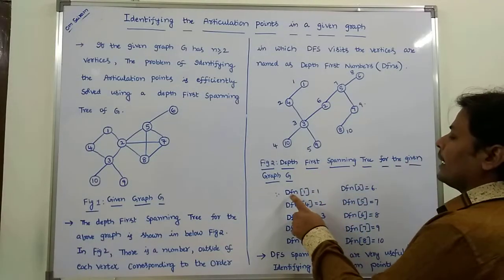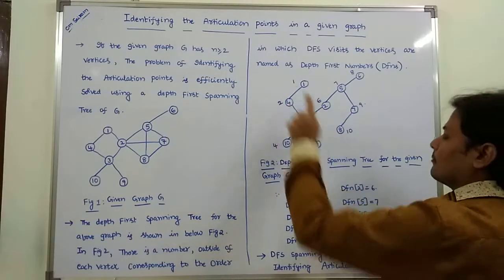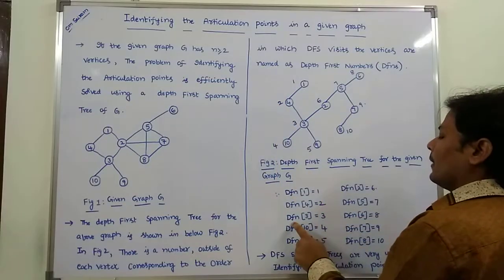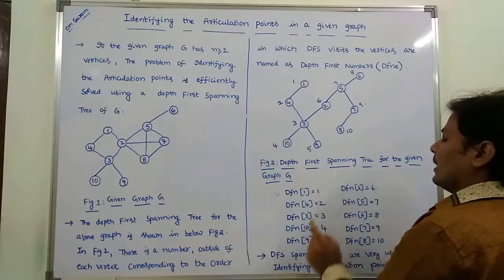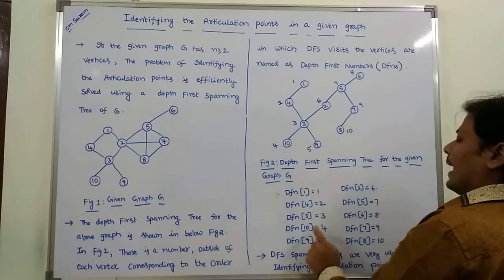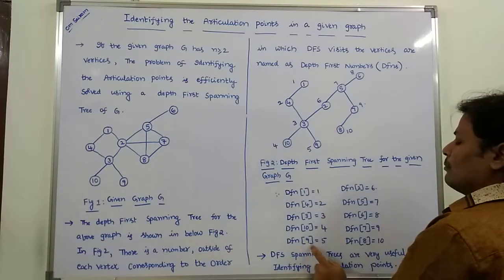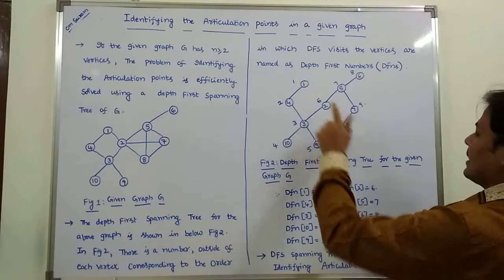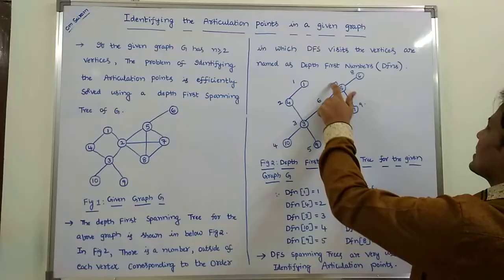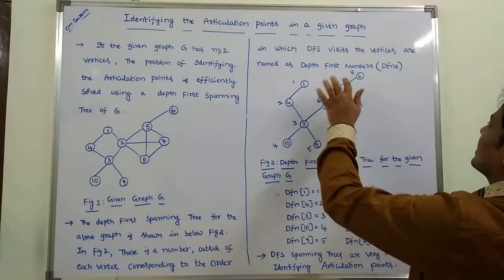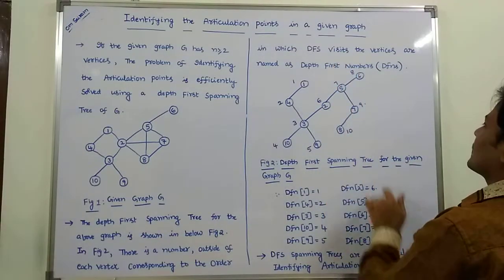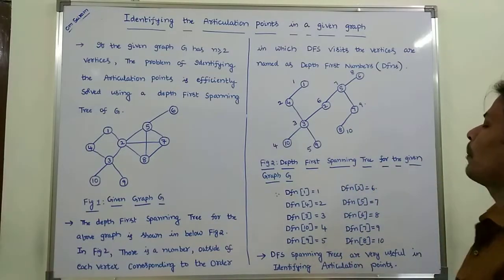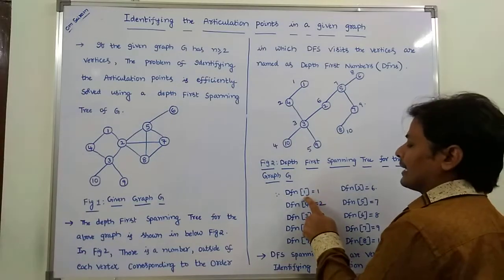Now, the DFN of 1 is 1, of 4 is 2, of 3 is 3, of 10 is 4, of 9 is 5, of 2 is 6, of 5 is 7, of 6 is 8, of 7 is 9, and of 8 is 10. This is the vertex number.